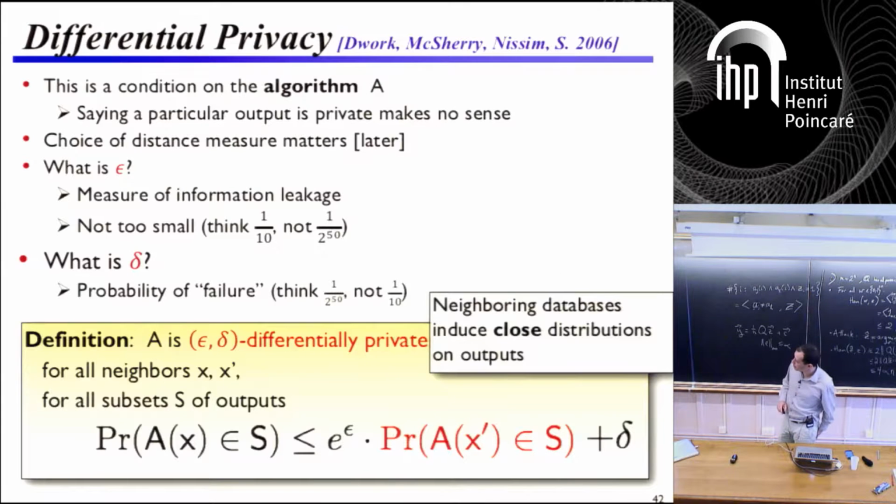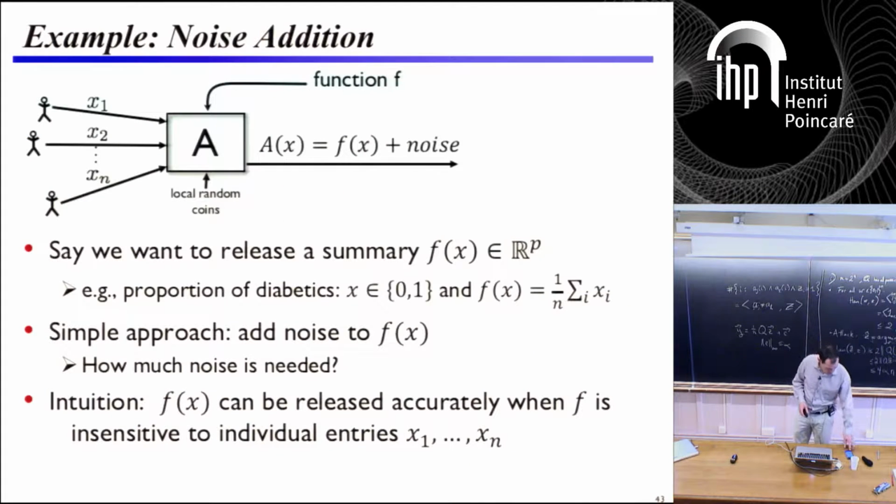Okay, so this is going to be our working definition. Let's just work through a simple example of something that satisfies this definition, and we'll understand more about it. So the example is noise addition. Suppose that we've got some function of our data set that we actually want to compute. Some function f of x, and I'll think of it as returning a p-dimensional vector of real numbers.